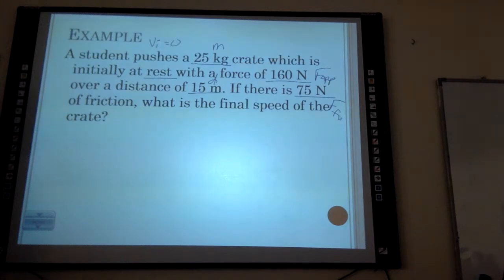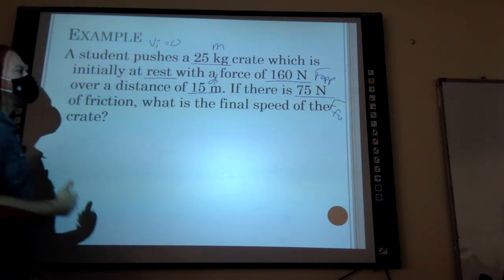And what are we looking for in this case? What am I looking for?